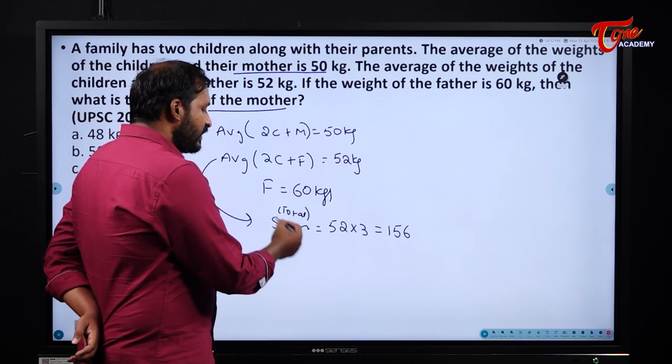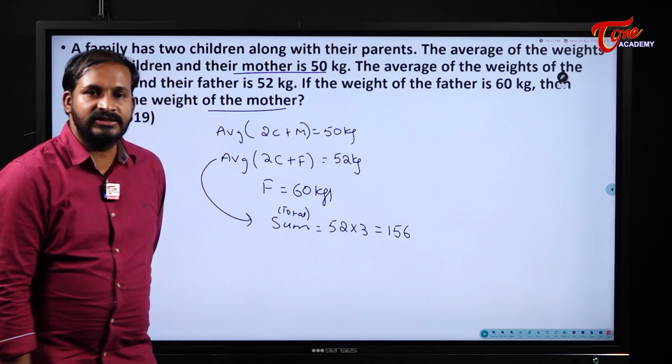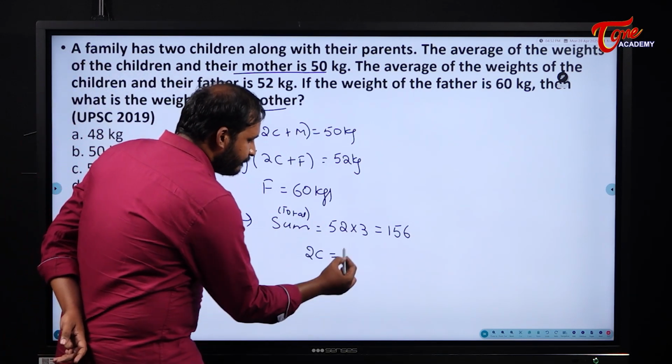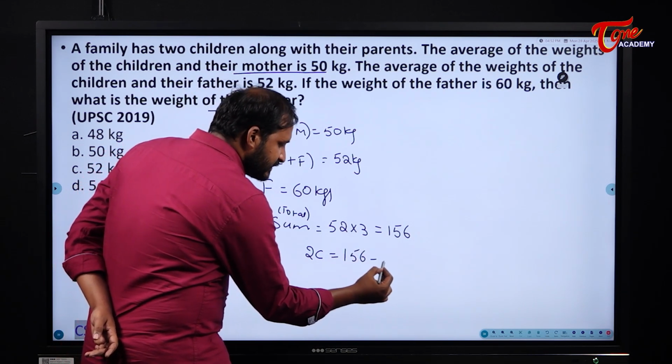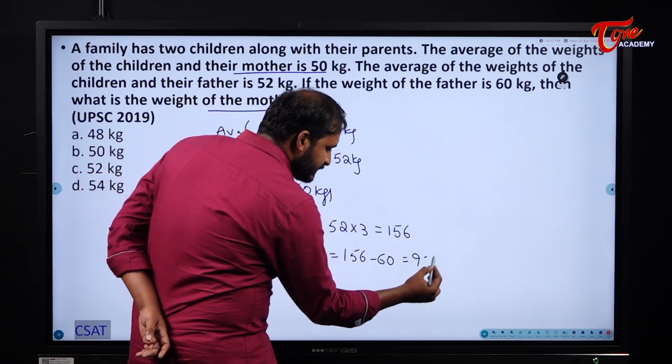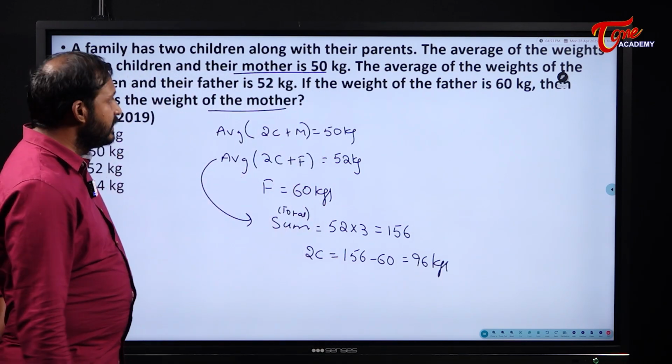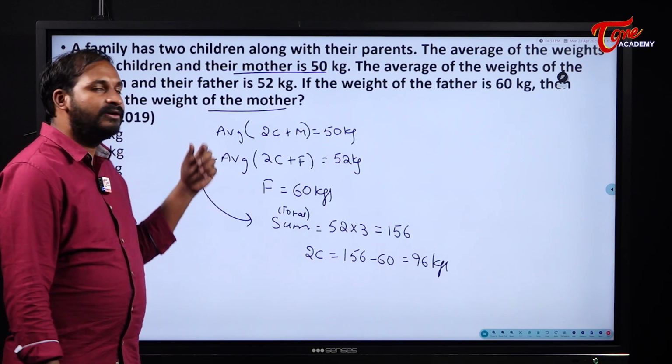Now in this, they clearly mentioned that father's weight is 60 kgs. So two children's weight will become 156 minus 60, that is 96 kgs. Two children's weight is 96 kgs. But what is our question here? What is the weight of the mother?